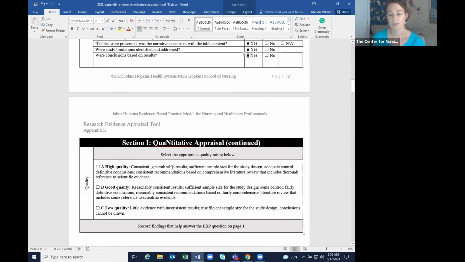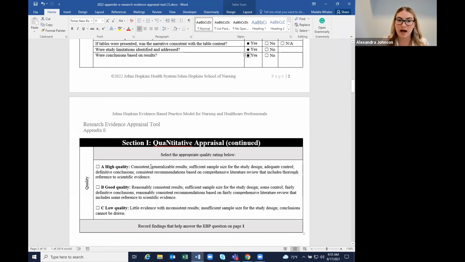And there are some statements in here that if you can agree with most of them, it probably falls into that bucket. And so if we're looking at high quality, it's consistent, generalizable results with a sufficient sample size, adequate control, definitive conclusions, and consistent recommendations based on a comprehensive lit review that includes thorough reference to scientific evidence. So what do you think? Do we hit most of these? I think we hit most of them in high quality.